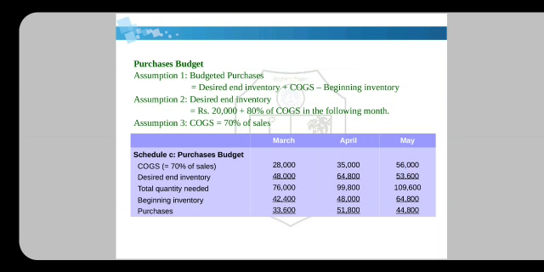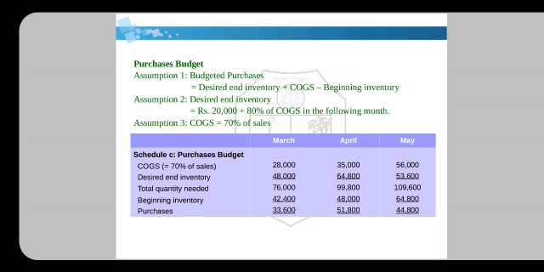Now beginning inventory is calculated as 42,400, 48,000, and 64,800. So the beginning inventory of May is the end inventory of April, that is 64,800. The beginning inventory of April is the end inventory of March, so that is 48,000, and the beginning inventory of March is the end inventory of the previous month.